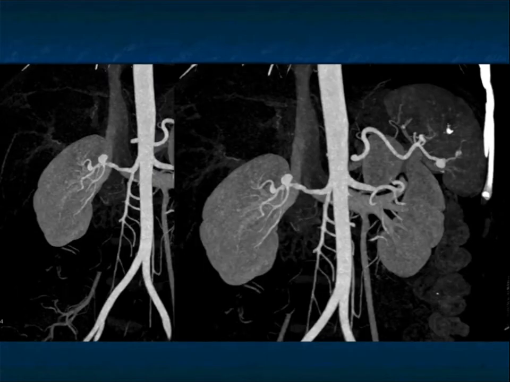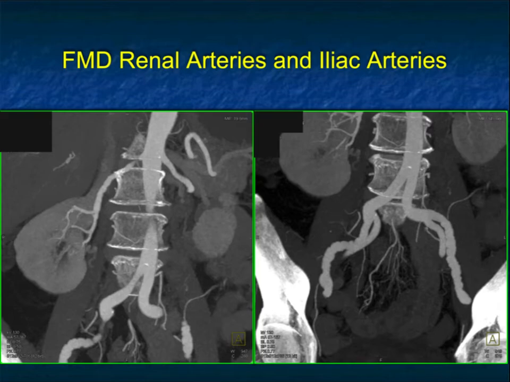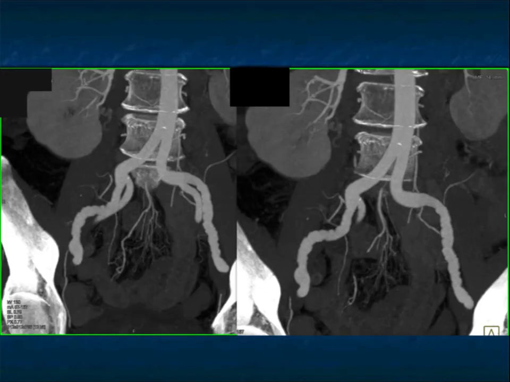Here are some of the MIP imaging. I do like thin slab MIP for looking at vessels, looking for aneurysms, and looking for beading. Here's another case with FMD, mild in the right renal artery, but more impressive FMD in the iliac vessels. Now, that is not atherosclerotic disease. That's the beading of fibromuscular dysplasia. Again, we said look at the renals, look at the carotids, but look at all of the vessels because you never know where you're going to find FMD.